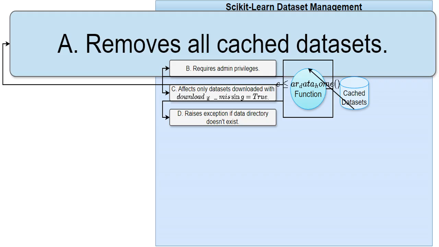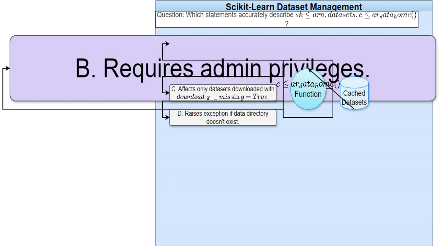This question tests your understanding of what the _clear_data_home function does. We'll evaluate 4 statements. This statement is correct. The _clear_data_home function deletes all the cached datasets Scikit-learn has saved. This statement is incorrect. You don't need special permissions to use _clear_data_home. It works within your normal user settings.